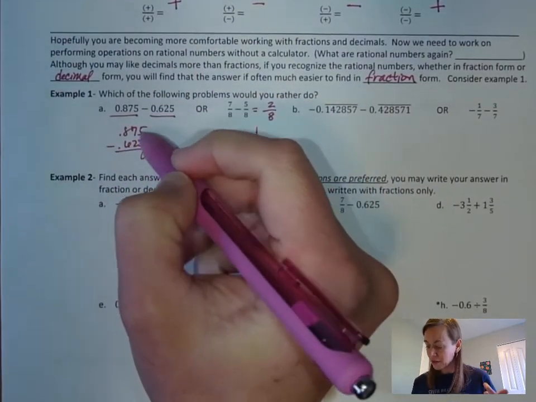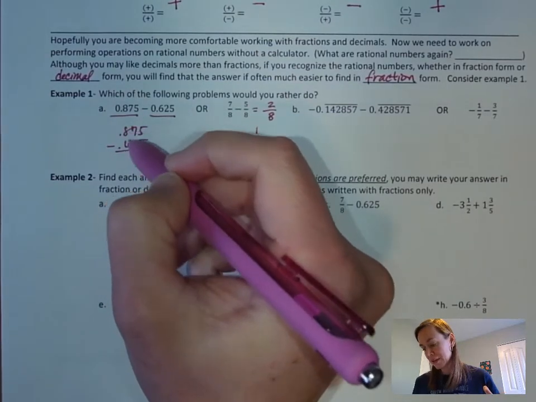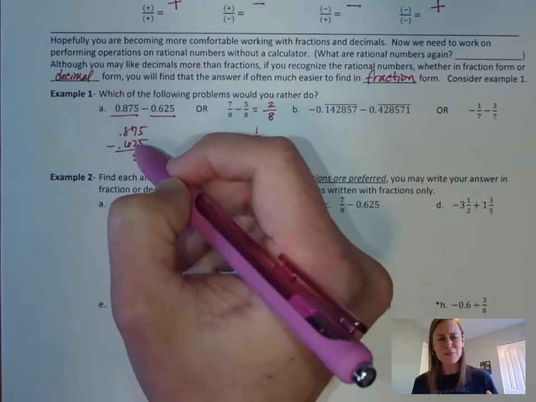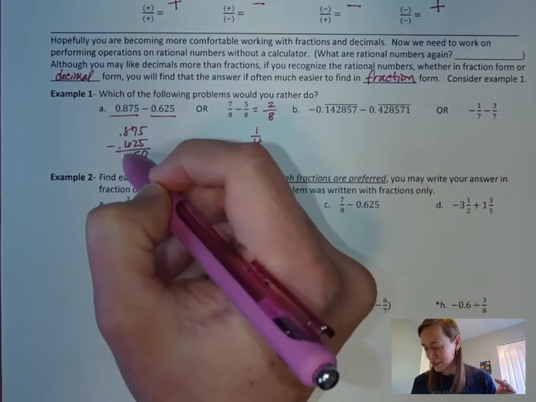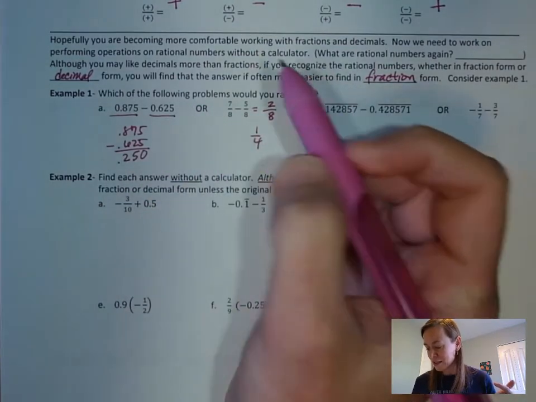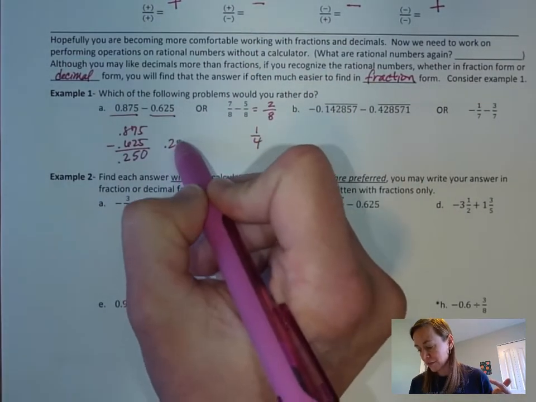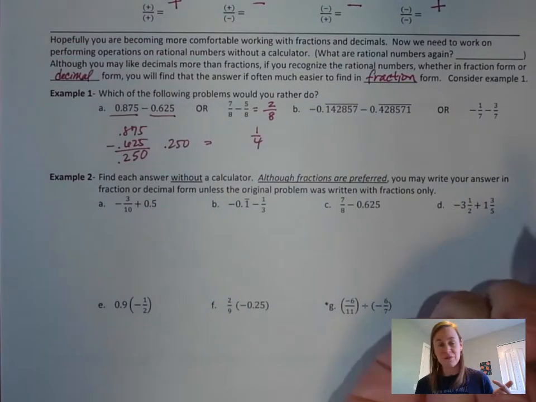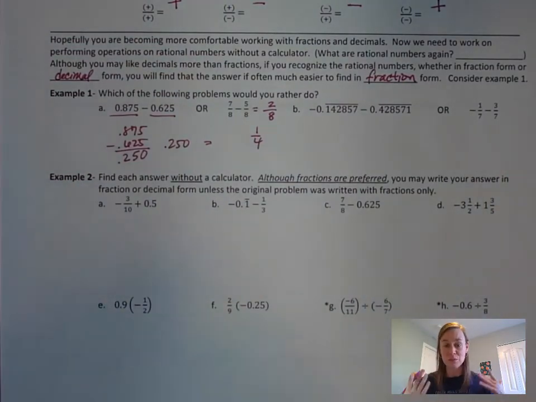So 5 minus 5 is 0, 7 minus 5 is 2, and 8 minus 6, 7 minus 2 is 5, and 8 minus 6 is 2. And so you get 0.250, which equals 1/4. 0.25 is the same thing as 1/4. Okay, let's look at this next one.